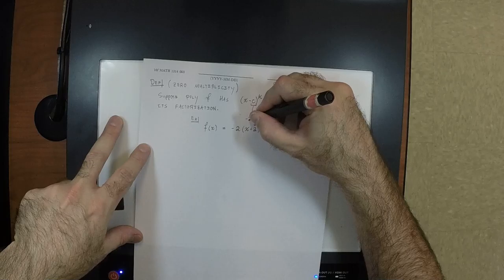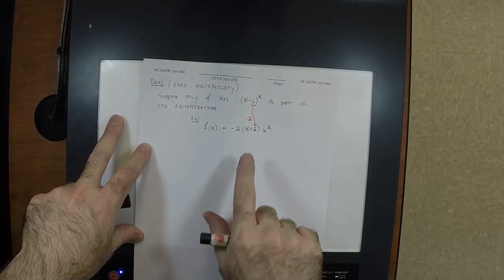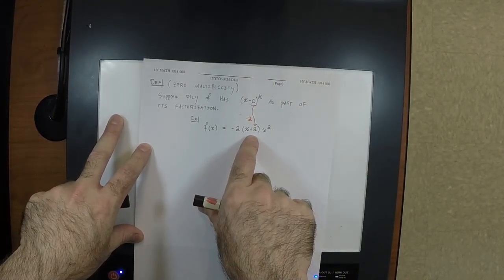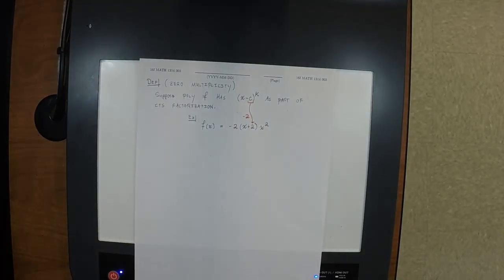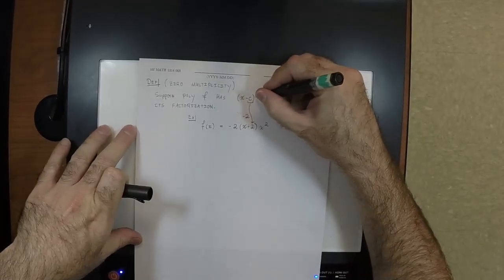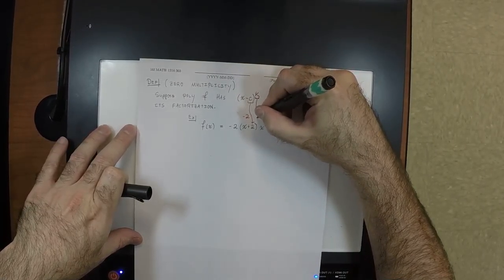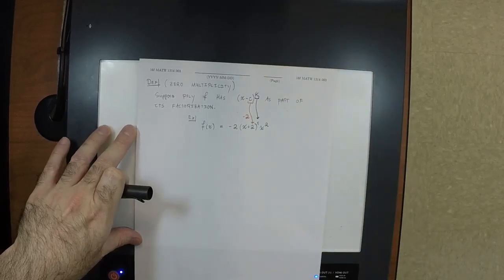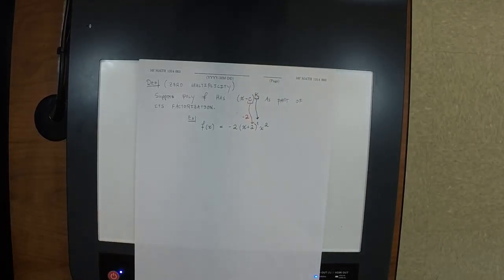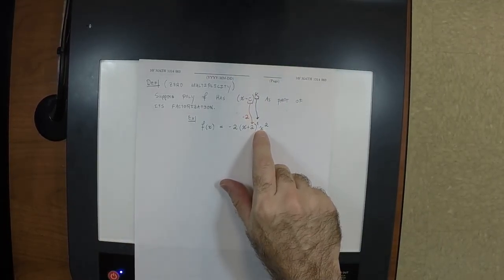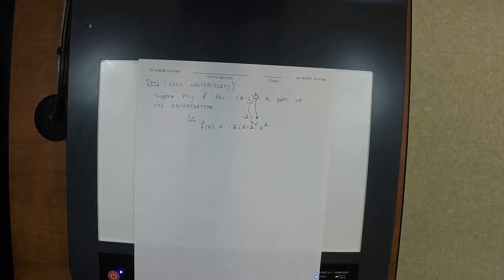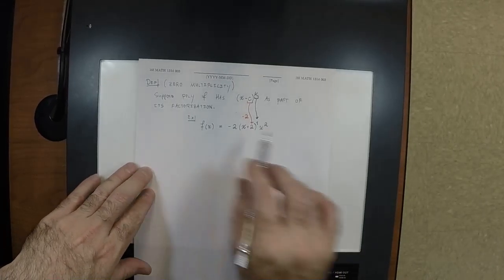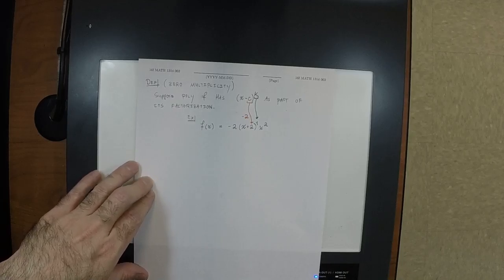Why negative 2? Right, because it has to be subtraction. And then what would k be? 1. Because there's an implied 1 there. Alternatively, what is c for this one? 0. And what is k for this one? 2. So suppose polynomial f has that as part of its factorization.